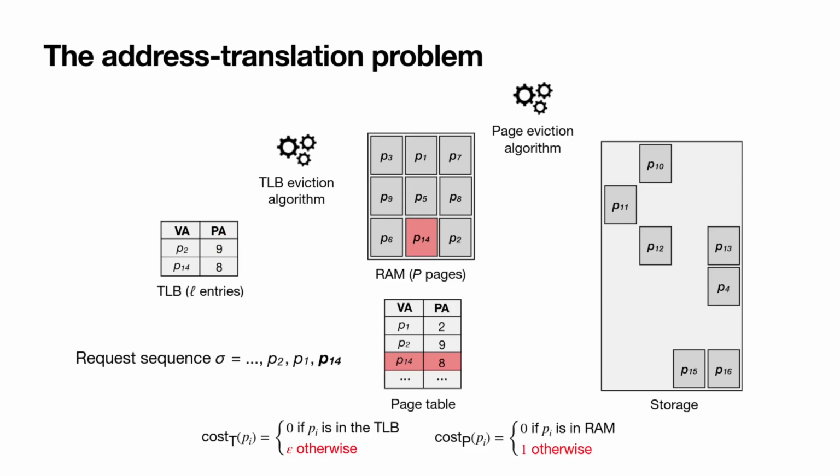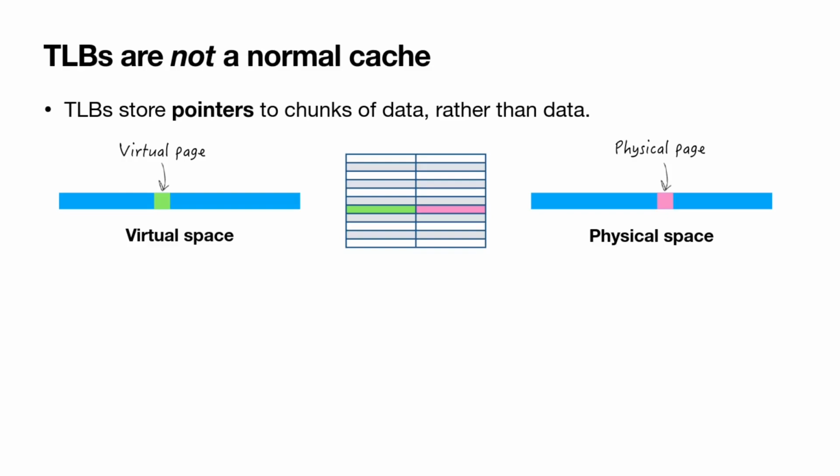So this may give the impression that this problem is just two instances of the paging problem put together. However, the TLB has a special feature that sets it apart from a normal cache, and this feature will enable further algorithmic analysis. So what's this feature? What makes a TLB special is that it stores pointers to chunks of data rather than the data itself.